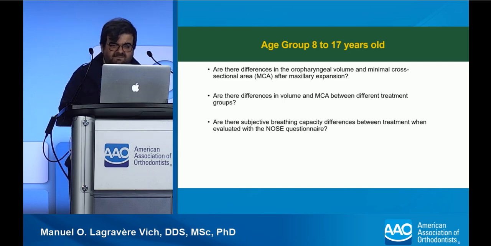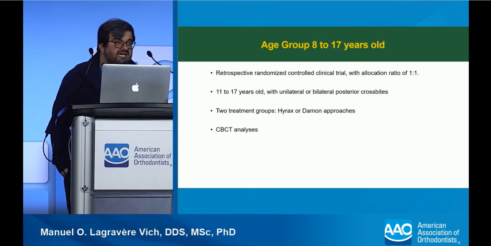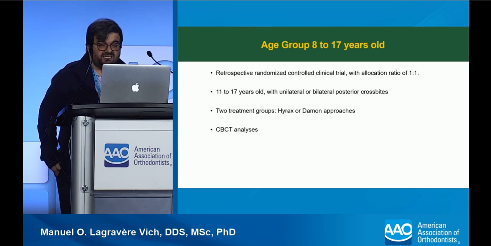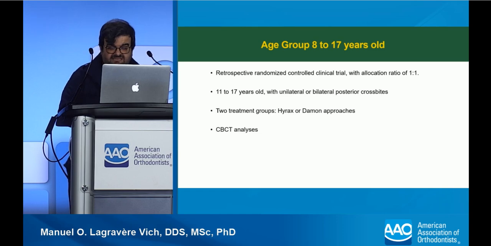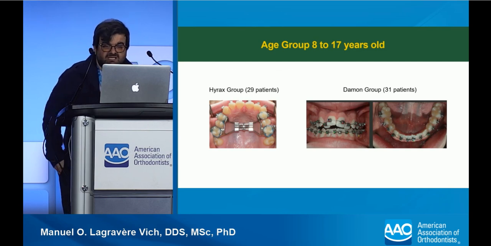So this is a retrospective randomized controlled trial with a ratio allocation of 1:1, 11 to 17 years old, with unilateral and bilateral crossbites, with two treatment groups, Hyrax or Damon appliances. And this was all done with CBCT analysis. So we have a Hyrax group of 29 patients and a Damon group with 31 patients.